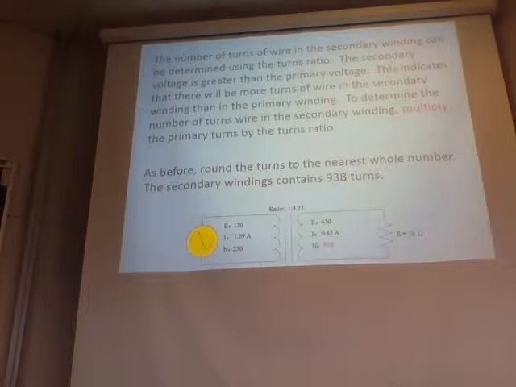And the number of turns in the secondary again can be determined using the turns ratio. The secondary voltage is greater than the primary voltage. That indicates that there will be more turns of wire in the secondary winding than in the primary winding. To determine the number of turns in the secondary, multiply the primary turns by the turns ratio. 250 turns in the primary times 3.75. So the number of turns in the secondary is 938.